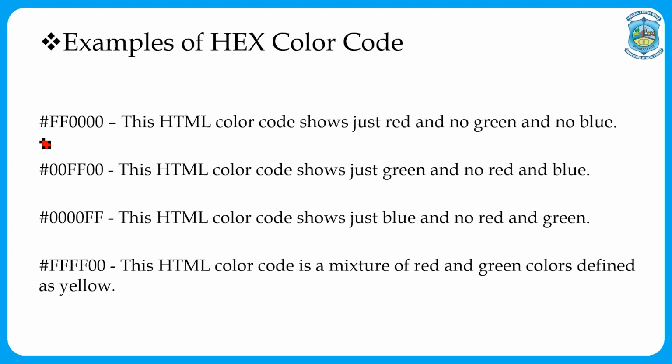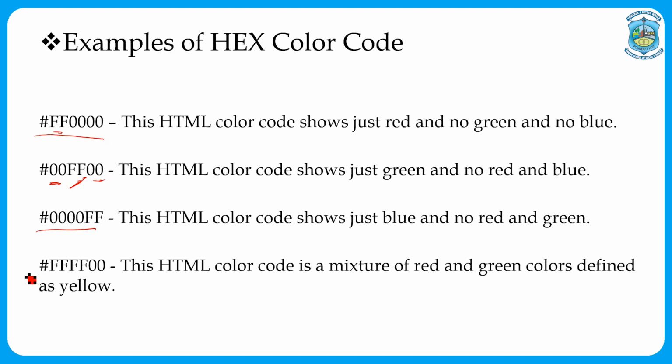The very first code has the first 2 variables F and the rest of them are 0. That means this shows the red color and there is no green and no blue color. And for having green color, we will make the first 2 variables 0, that is for red, and the middle 2 variables F for the highest intensity of green color, and the rest of the 2 zeros are for blue color. And the third example is of the blue color. Red and green are made 0 and the last 2 variables are F for having blue color.